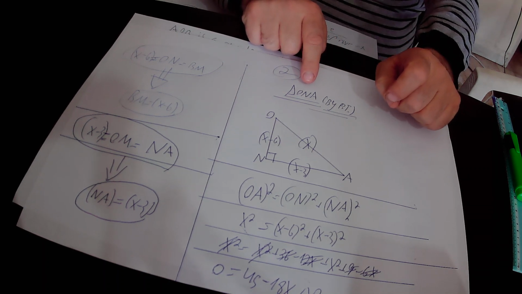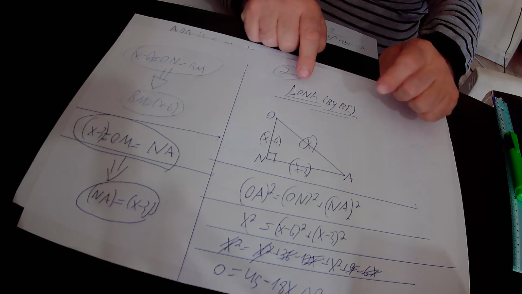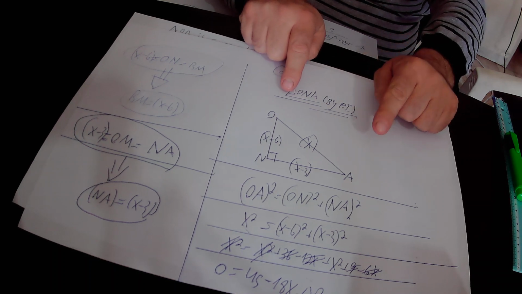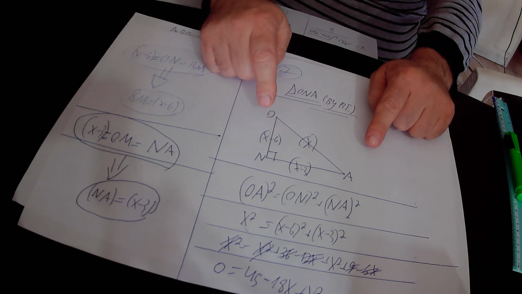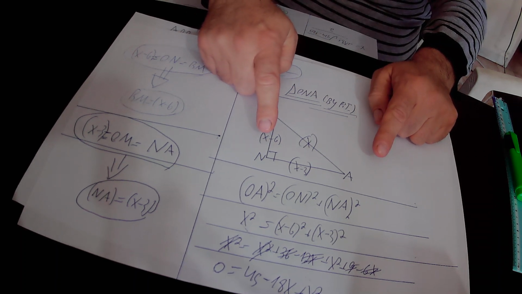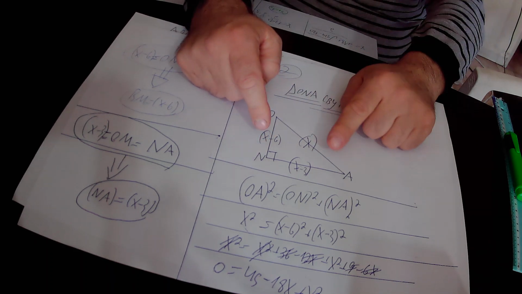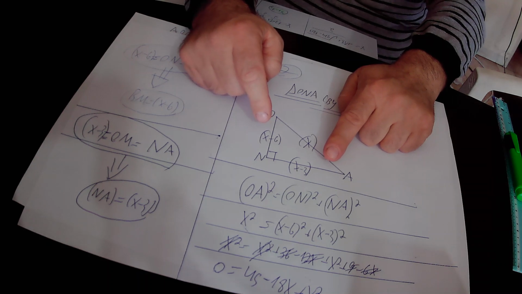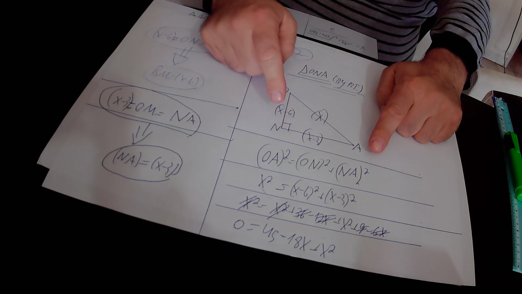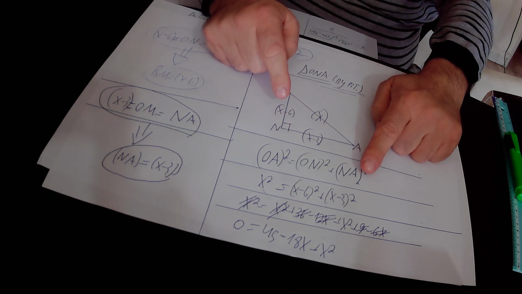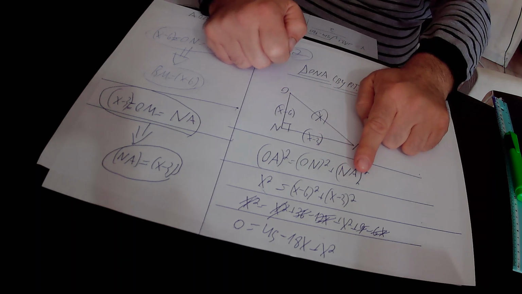According to the Pythagoras theorem, in any right triangle, the square of the hypotenuse is equal to the sum of the squares of the perpendiculars. So the hypotenuse of the right triangle AON is AO, therefore OA squared equals ON squared plus AN squared. OA is x, so OA squared is x squared; ON is x minus 6, so ON squared is (x minus 6) squared; AN is x minus 3, so AN squared is (x minus 3) squared. In conclusion, x squared equals (x minus 6) squared plus (x minus 3) squared.